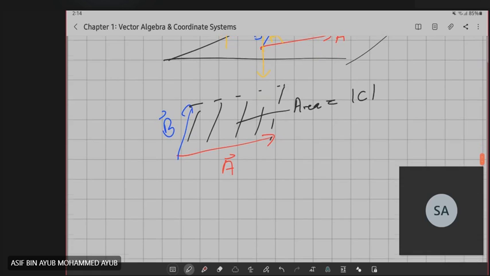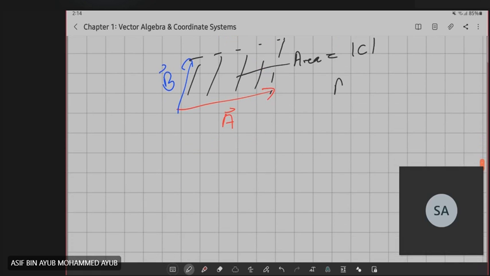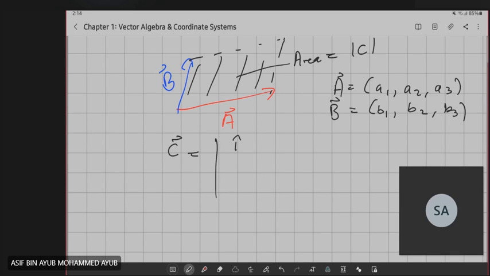Okay, and how do you compute C? If you have a vector A that has components A1, A2, A3, and you have a vector B that has components B1, B2, and B3, you compute C using the determinant. In the first column of the determinant, you have the Cartesian basis, I, J, and K. In the second one, you take the components of A, A1, A2, and A3. And in the third one, you take the components of vector B, B1, B2, and B3.